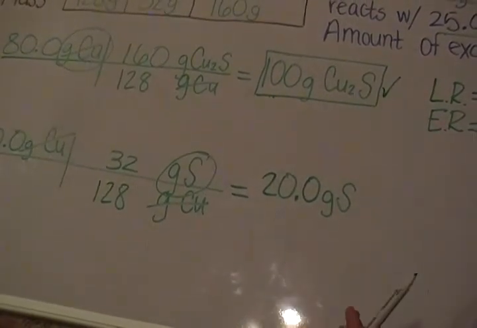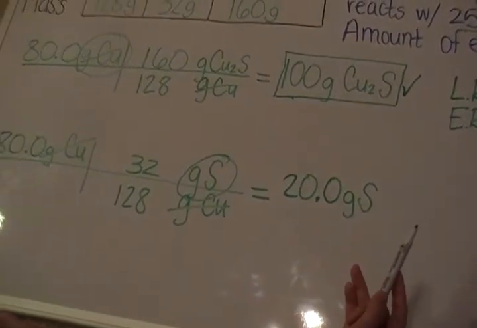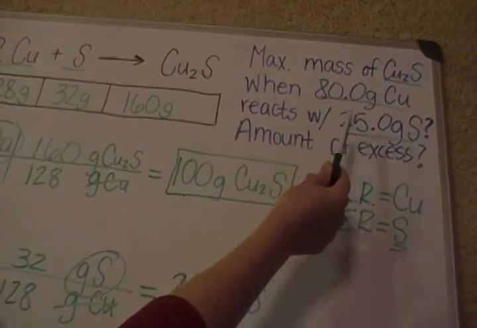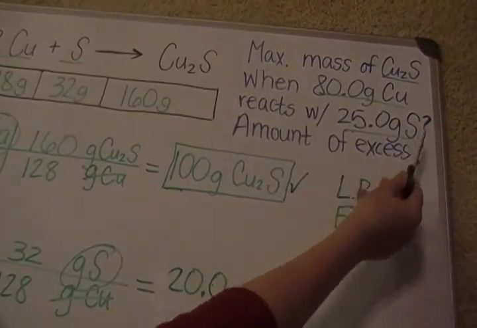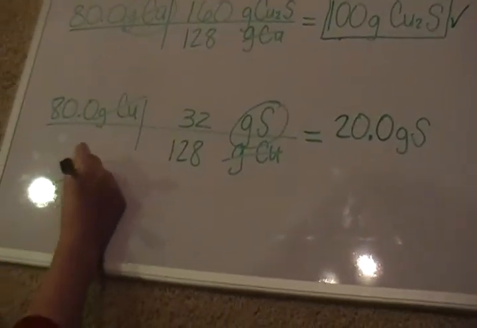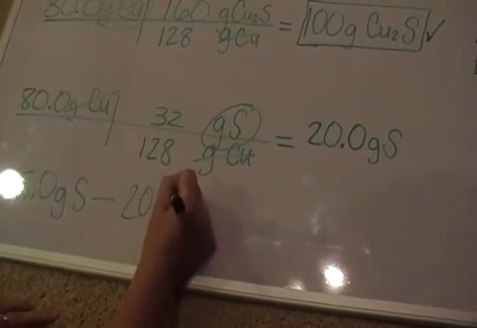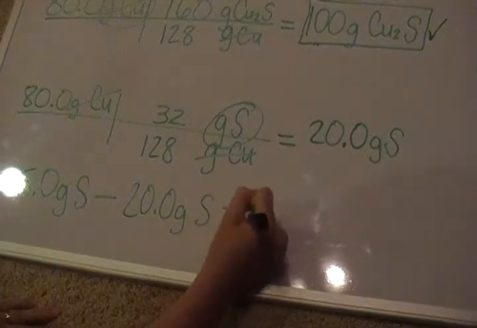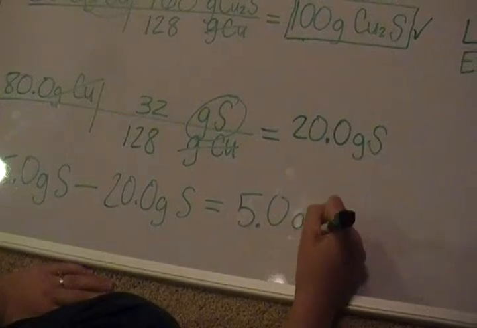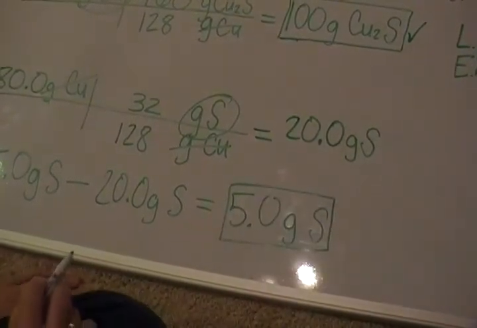The question asks me how much is left. So I used up 20 grams. What did I start with? Well, we have to look back up at our question. A maximum mass of Cu2S when 80 grams of copper reacts with 25 grams of sulfur. That's what I started with. So I started with 25.0 grams of sulfur. I just used 20 grams of sulfur, which means the remaining amount that I have is 5.0 grams of sulfur. This is the amount of my excess reagent.